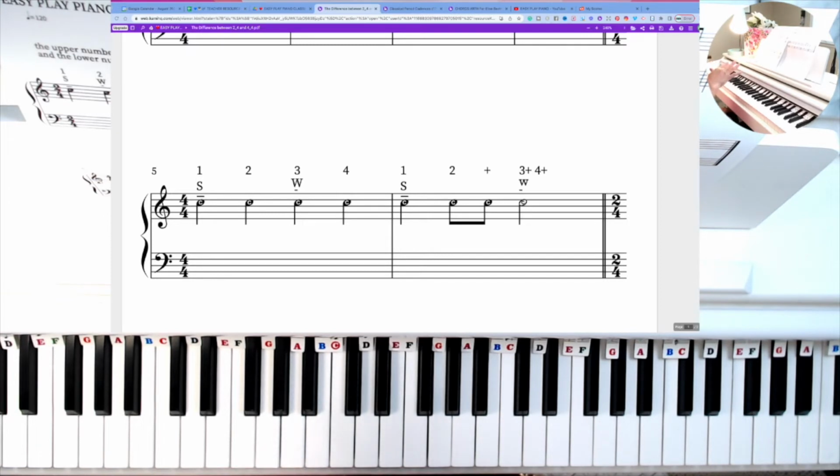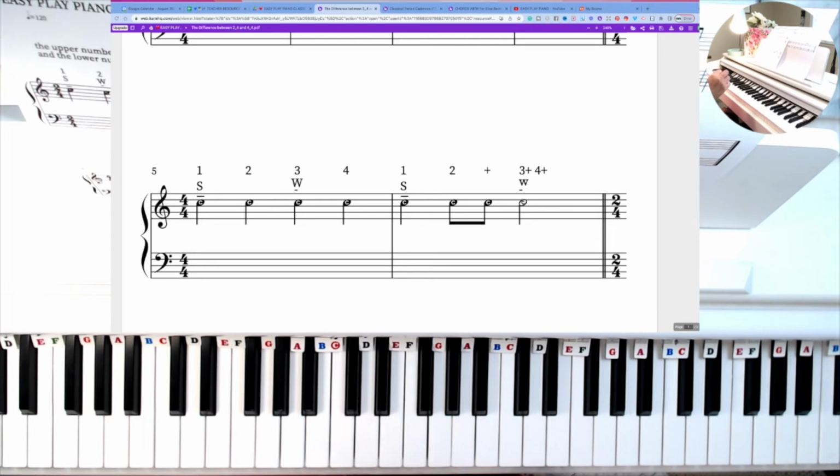So I'm going to go ahead and play it through again with the strong beats and the weak beats, or the more energy or less energy. And I want you to listen how it's going to sound a little bit different. So here we go: strong, weak, strong, weak. Okay, it sounds a little bit different, but really to the naked ear, it just basically sounds the same.